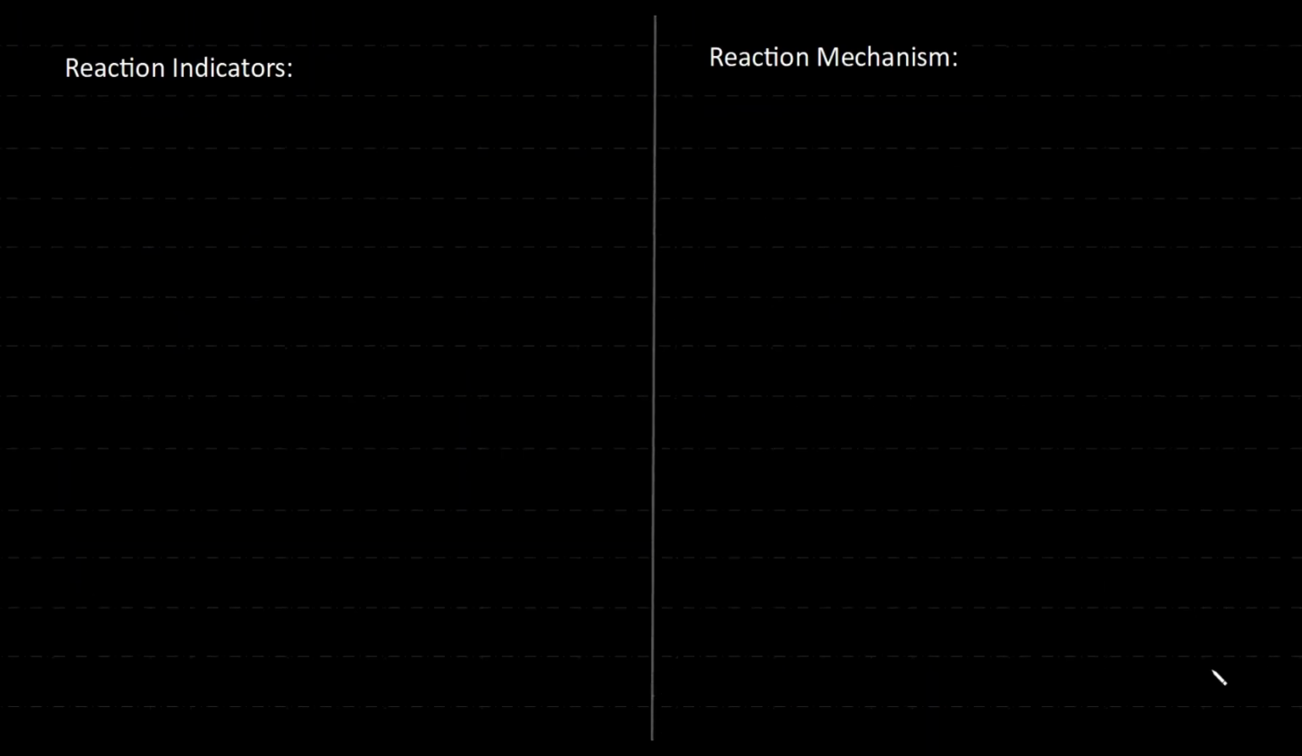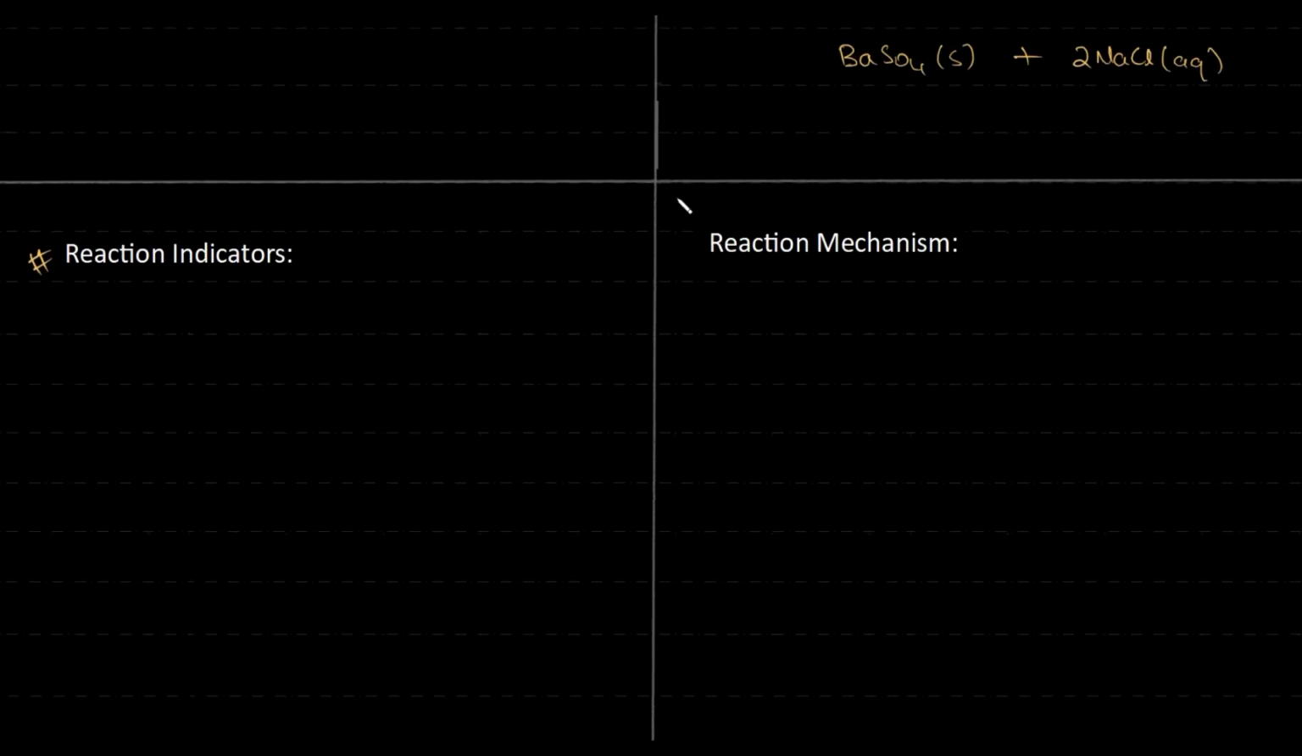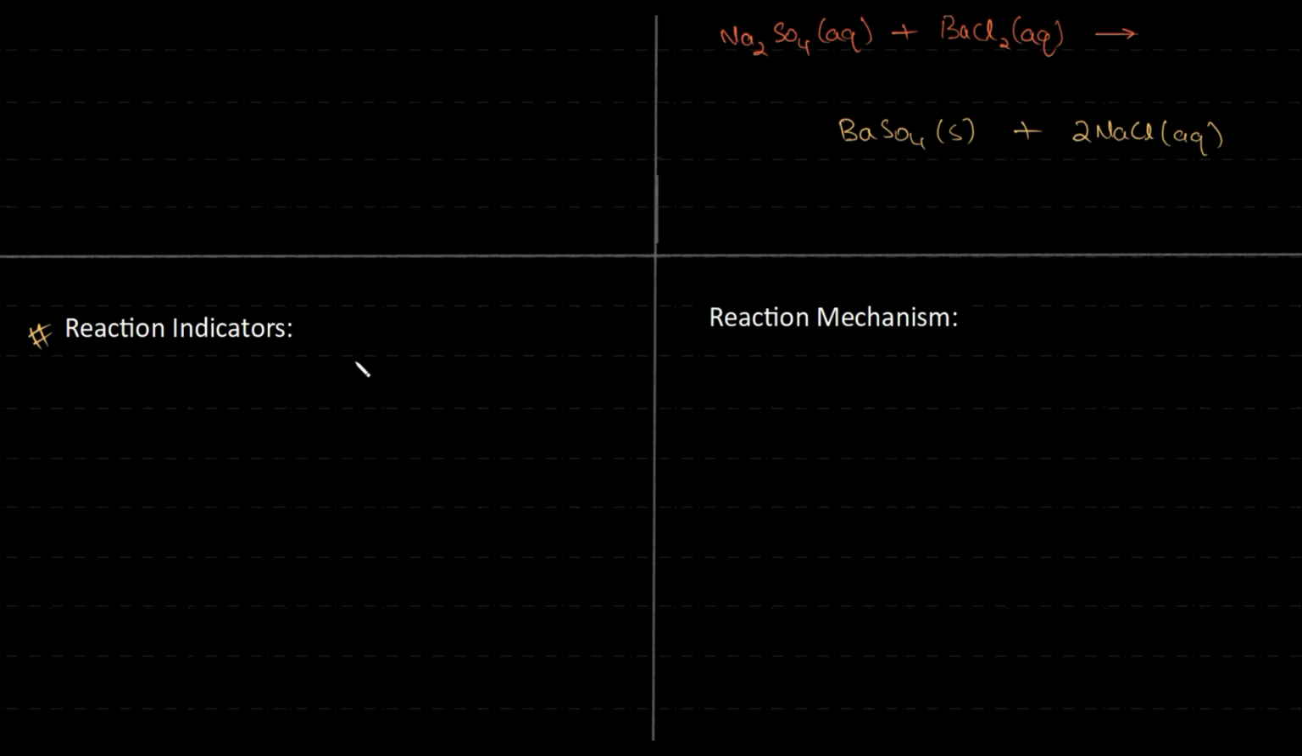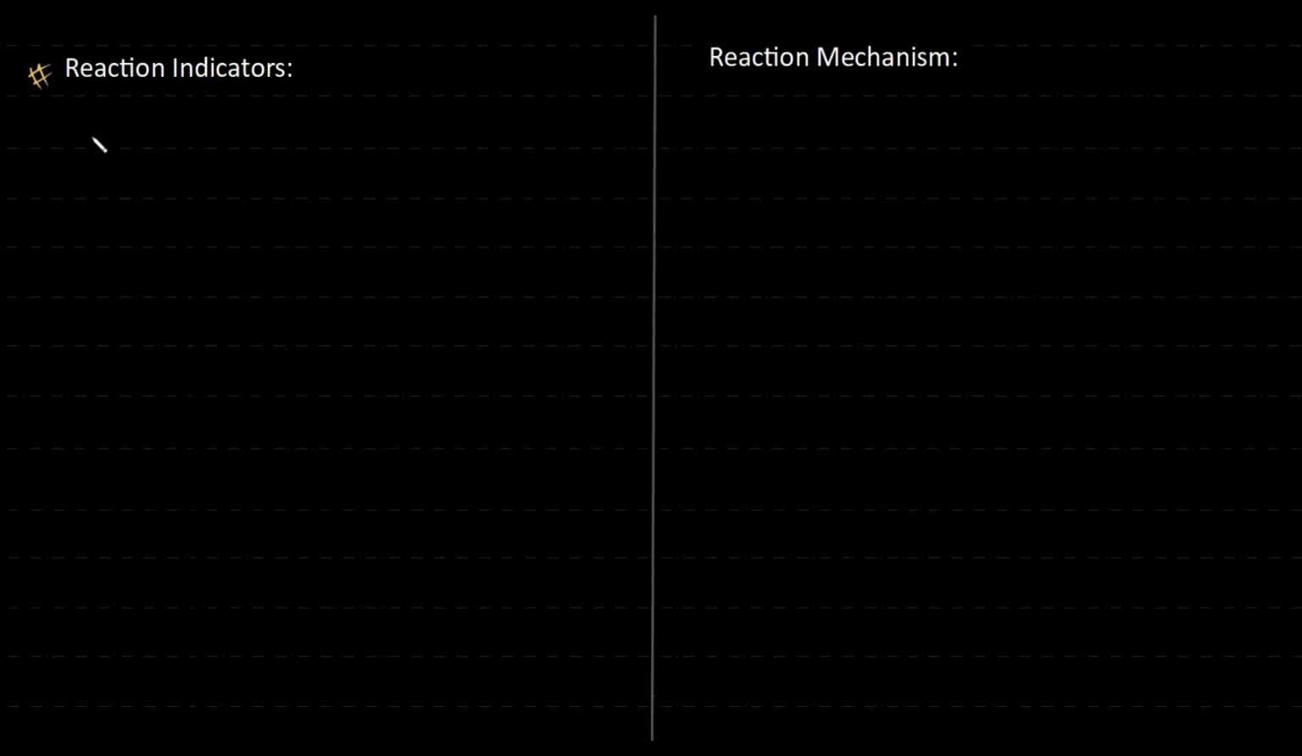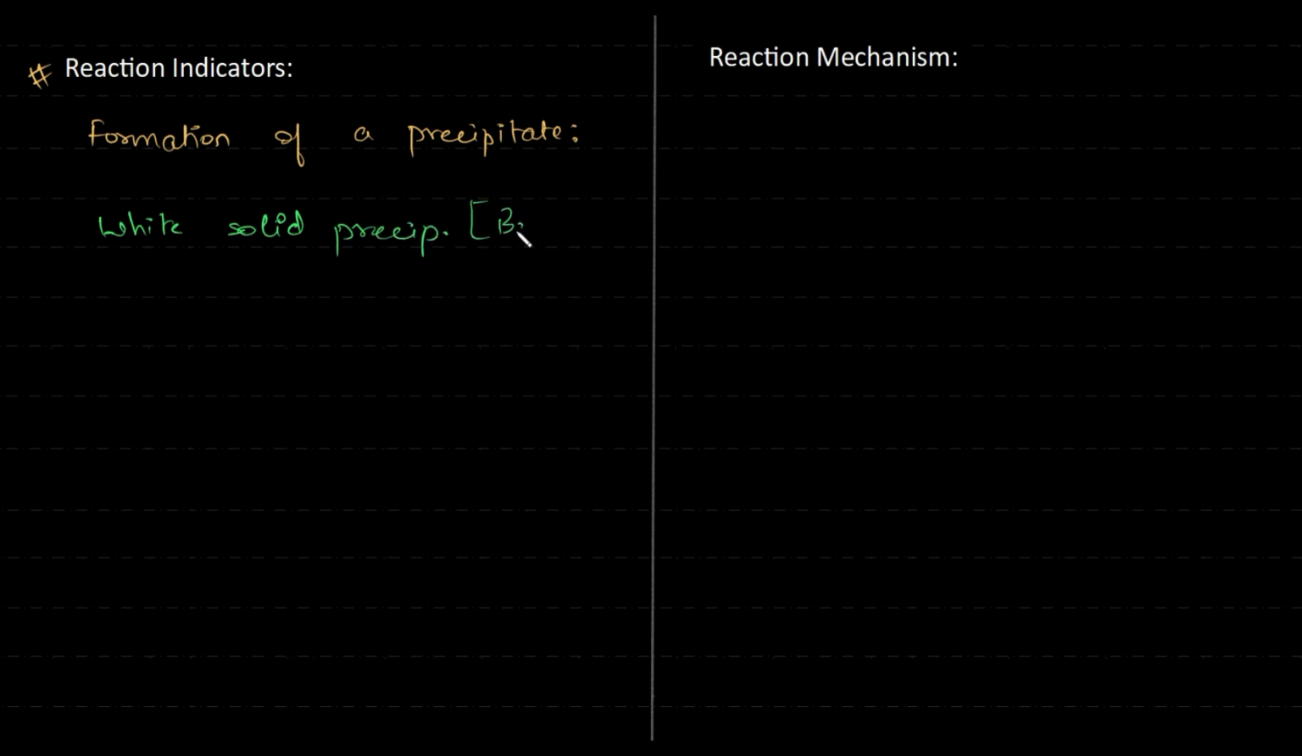Now, what is the indicator? It should be obvious. We went from liquid to a solid. So we have precipitate over there. So formation of precipitate. That's the very first indicator. The most prominent indicator is the formation of white solid precipitate. Right? So this is white solid precipitate, which is your BaSO4.